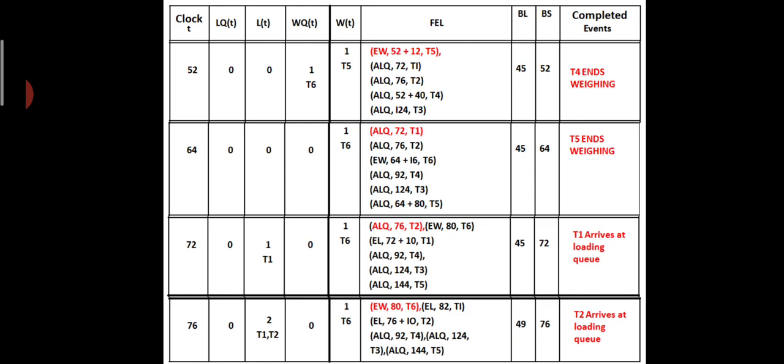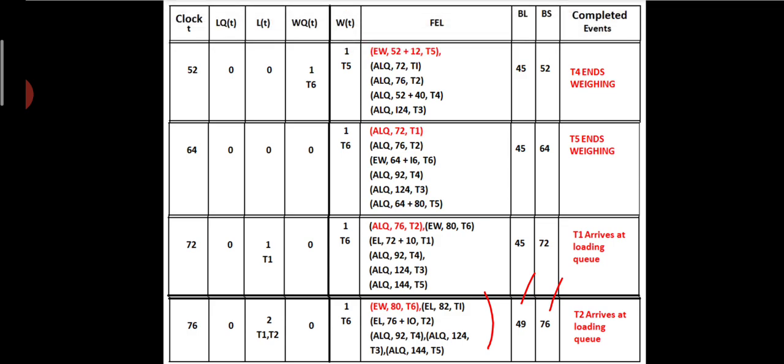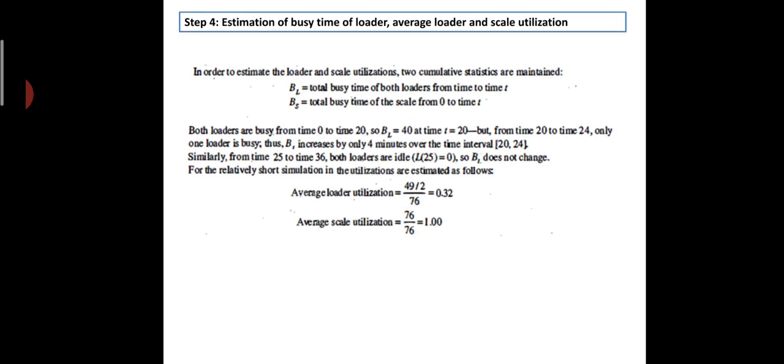the status of the system, nothing but the snapshot, is that the loader queue does not have any trucks waiting, 2 trucks are present at the loading point, they are T1 and T2, 0 trucks are present at the weighing queue, and 1 truck, T6, is present at the weighing point. These are the next events which are going to happen very soon. The total busy time of the 2 loaders is 49, and the total busy time of the scale is 76 minutes.